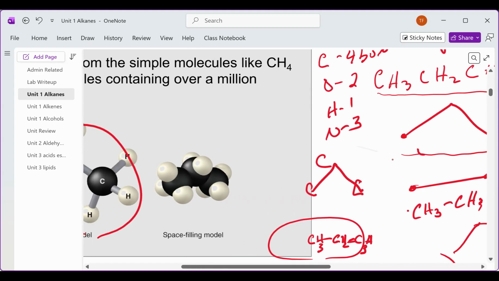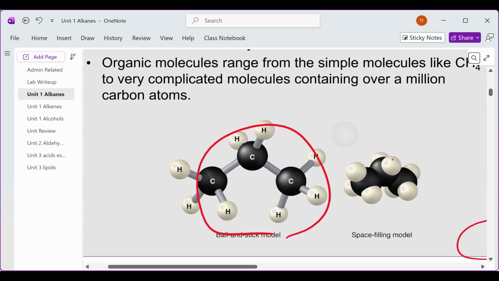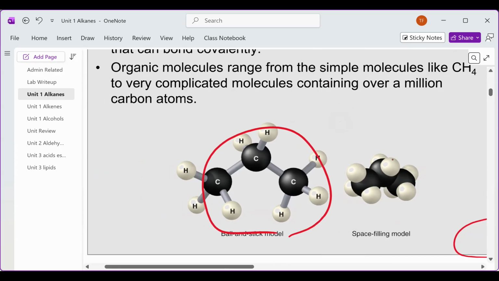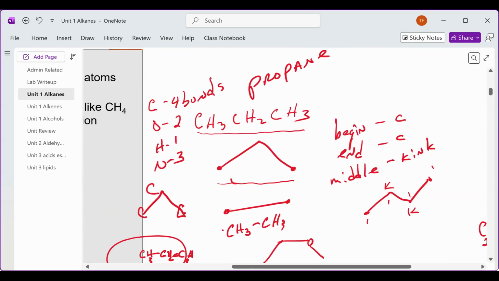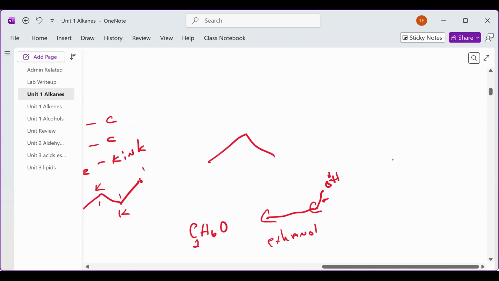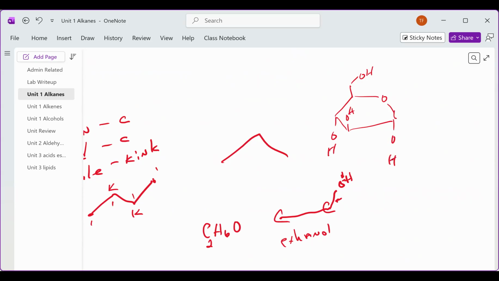Now, some of these slides don't use line drawings, except for biochemistry. Biochemists only use line drawings. For example, glucose. This is what glucose looks like. This is a unit 2 chemical.